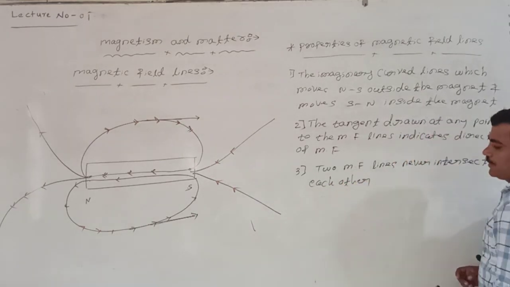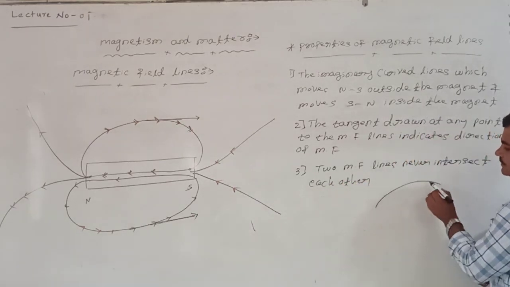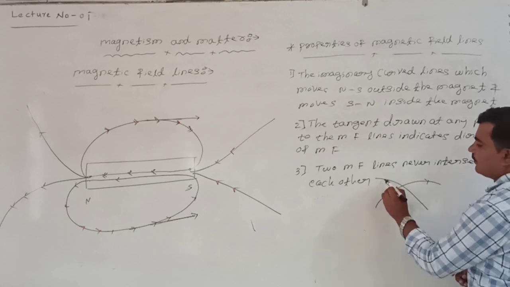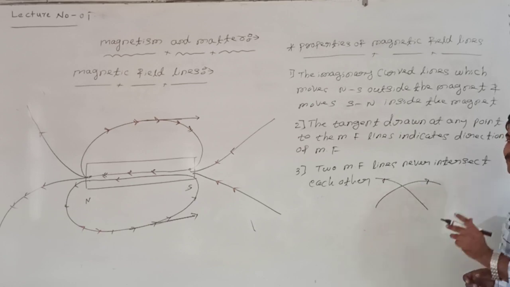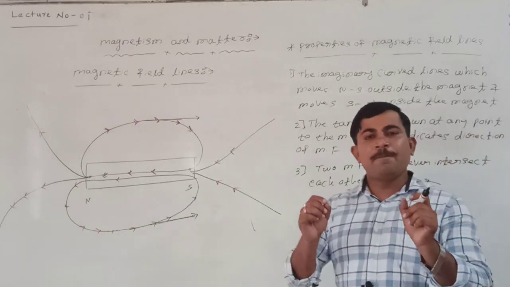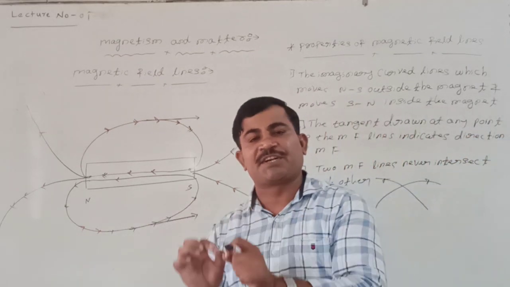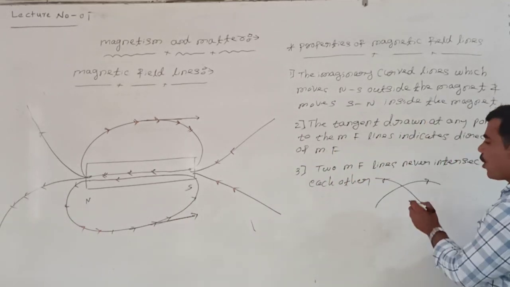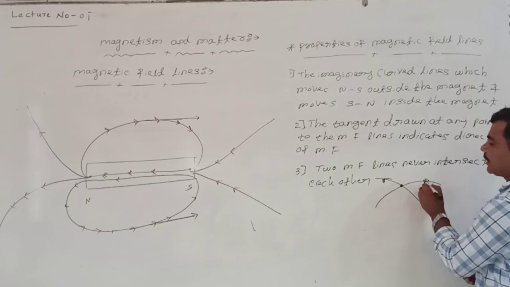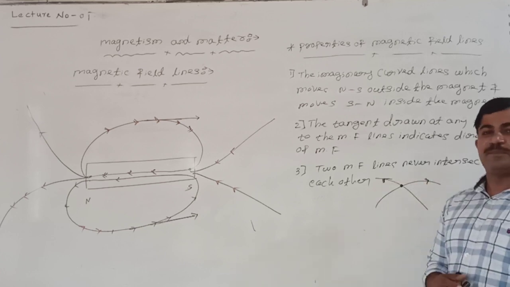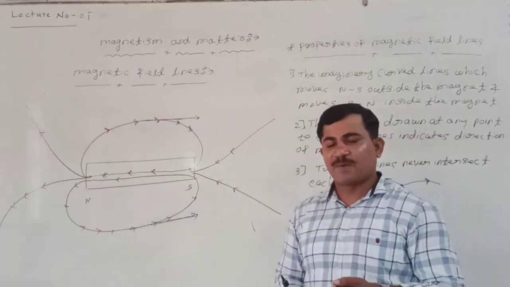I mean, if this is one magnetic field line and this is a second magnetic field line, these two magnetic field lines never intersect each other. Because if the magnetic field lines intersect each other, at the point of intersection, two directions are possible. Are you following me? What I am saying?